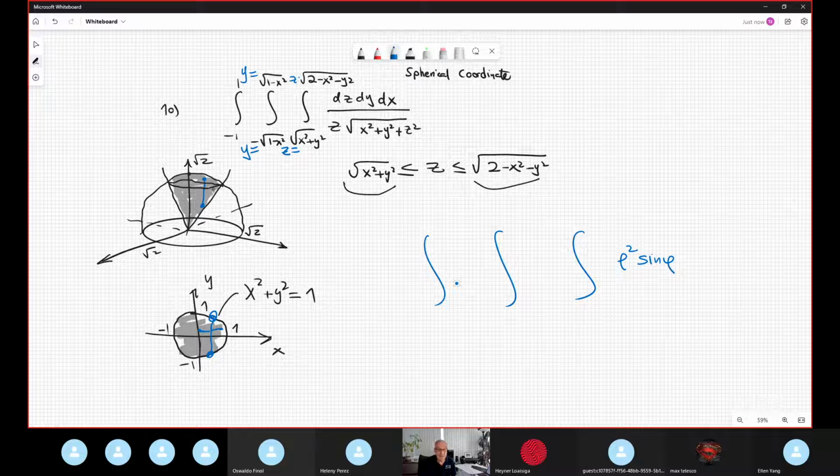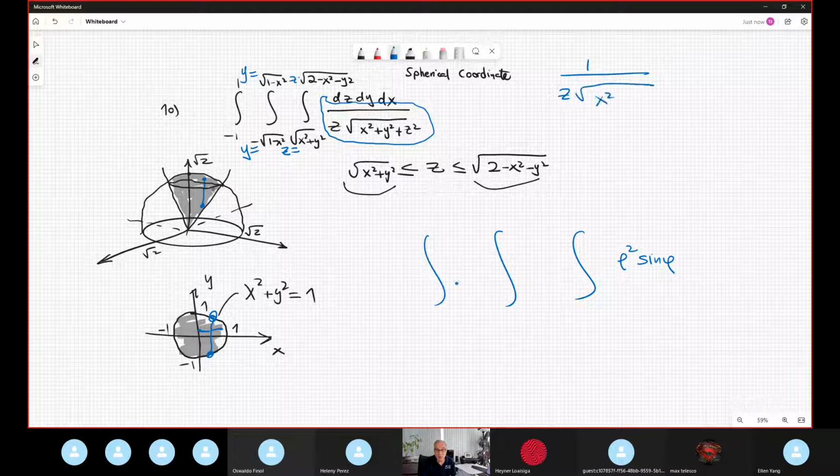Now, don't forget also the integrand function. The integrand function is the part here inside the integral, no? It is 1 over z square root of x squared plus y squared plus z squared. I know very well. So I need to know the conversion equation from Cartesian to spherical, no?